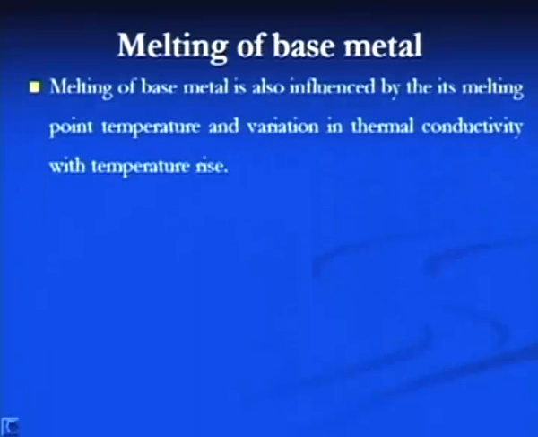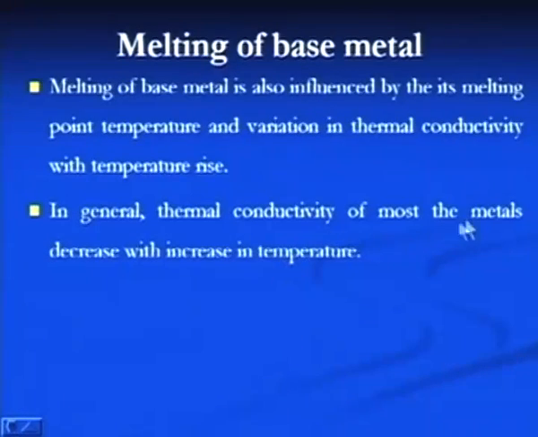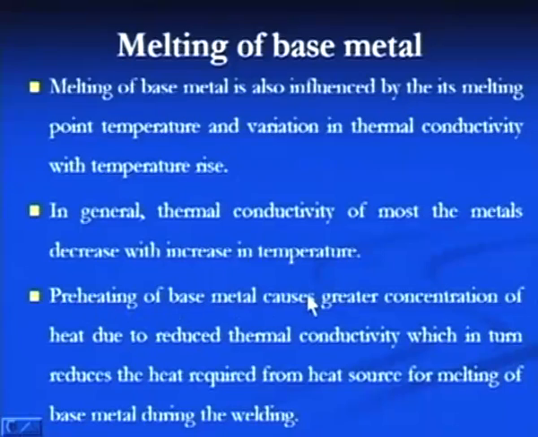Melting of the base metal is influenced by a number of factors. Some of them are its melting point temperature and the variation in thermal conductivity of the metal with the rise in temperature. In general, thermal conductivity of most of the metals decreases with the increase in temperature, and that's why preheating of the base metal leads to reduced thermal conductivity, which in turn causes greater concentration of the heat, and leads to reduced heat input required from the heat source for melting of the base metal during the welding.